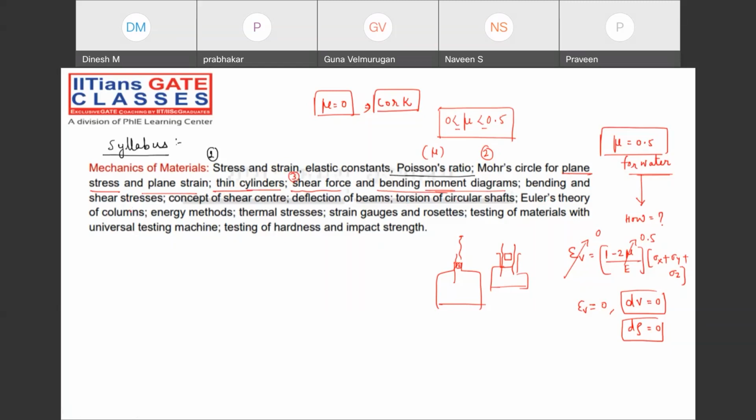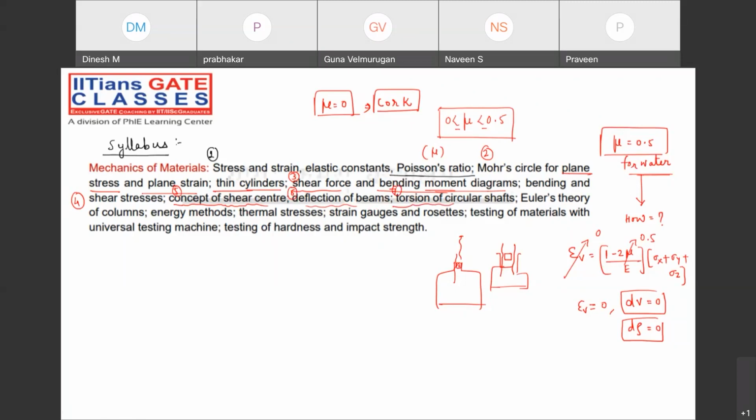Bending and shear stress, that is our 4th chapter, you can say. The concept of the shear center we will discuss, right? A little bit about the shear center, what do you mean by the shear center? After that, deflection of the beams, that we are going to discuss. This is my 5th chapter. This deflection will be my 6th chapter, right? The torsion of the circular shaft will be 7. Have you seen the torsion of non-circular shafts?